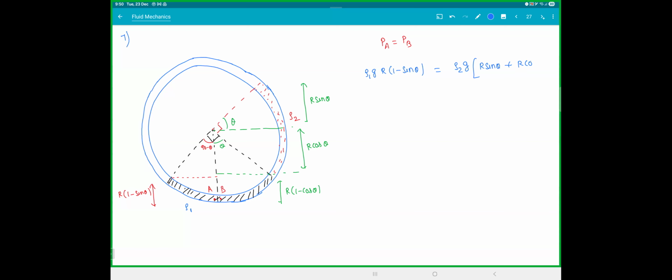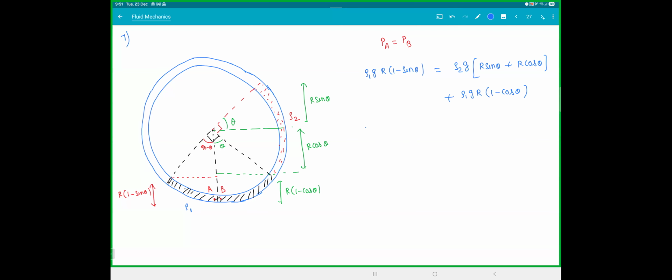It doesn't matter what shape I give you, what matters is only the vertical height. Then this part of the liquid is occupied by rho 1 again. So that is rho 1 g R times 1 minus cos theta. Please check this equation. You're done. That is the main idea there. It doesn't matter what shape I give you, just make it vertical. You always take the vertical heights.